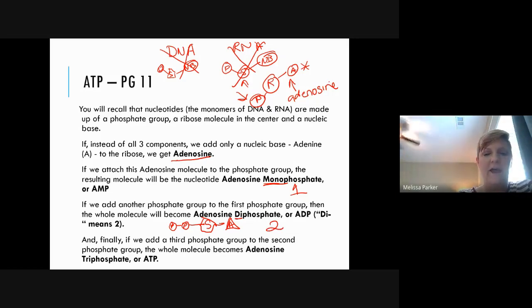And finally, if we add the third phosphate, so we have a phosphate, and a phosphate, then we have the sugar, and then we have the adenine. Now we have adenosine triphosphate, okay?